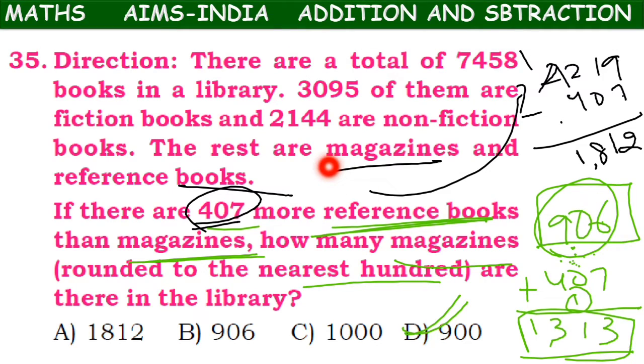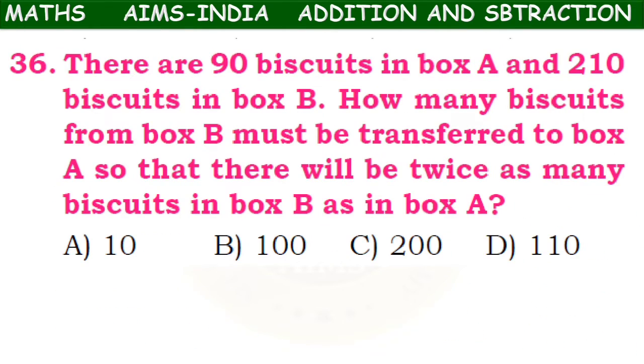I hope you are able to understand what we are doing here. When we remove this extra from it, then we get the equal number, and to that when we add the extra, we will get the reference, and the other thing remains our magazines. The lesser number is our magazines.